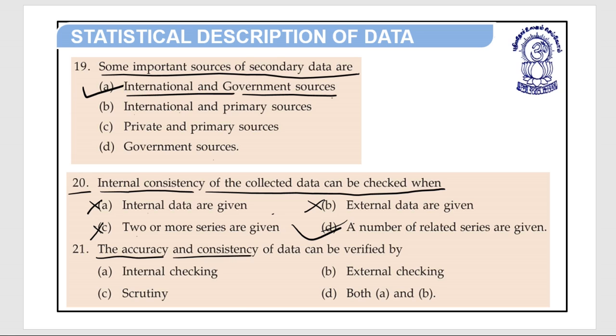The accuracy and consistency of data can be verified by internal checking, no. External checking, no. But scrutiny, D, no. So option C is the right answer of question number 21.